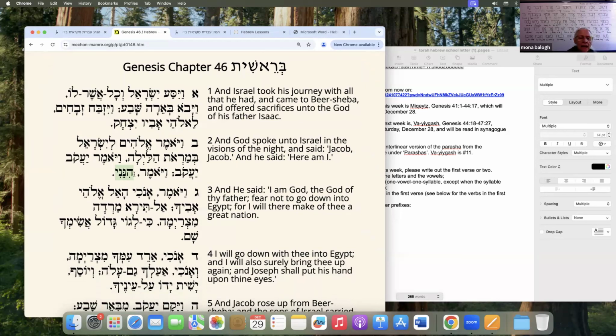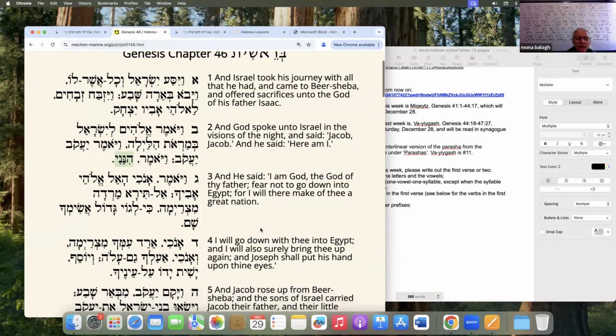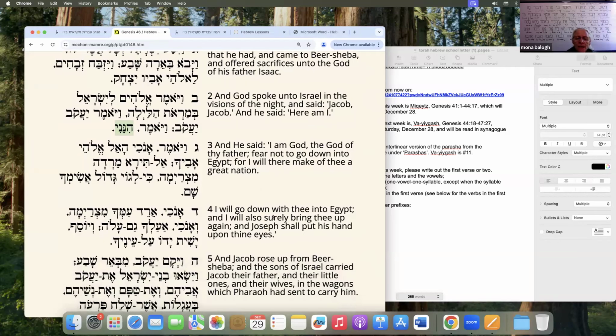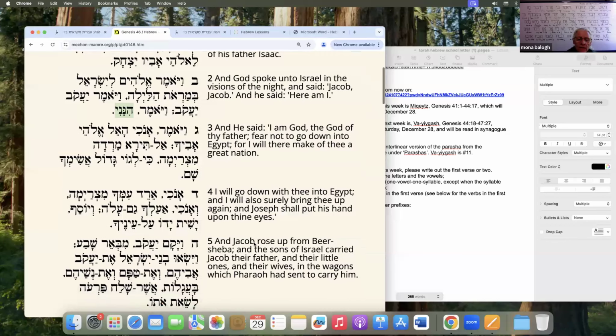And he said, I am God, the God of your father. Fear not to go down into Egypt, for I will there make of you a great nation. I will go down with you into Egypt. God himself is saying he's going to go down with him, with Jacob. And I will also surely bring you up again, and Joseph shall put his hand upon your eyes. That's a reference to when Jacob dies. Joseph will close his eyes in death.